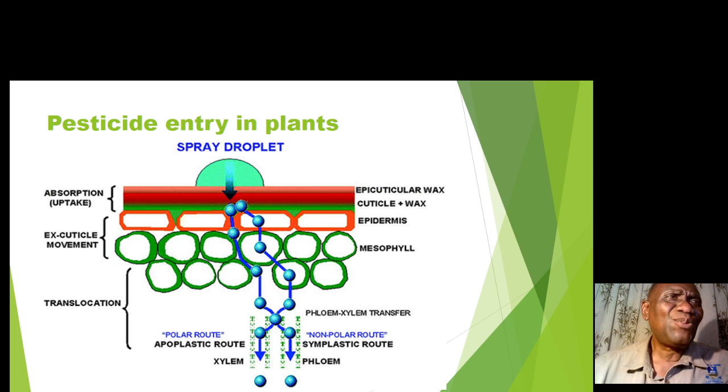The xylem route is the apoplastic route, and the phloem route, where you have living cells, becomes the symplastic route. Then the pesticide may go wherever it is going to do the job. But otherwise, the cuticle may prevent it from entering the plant.